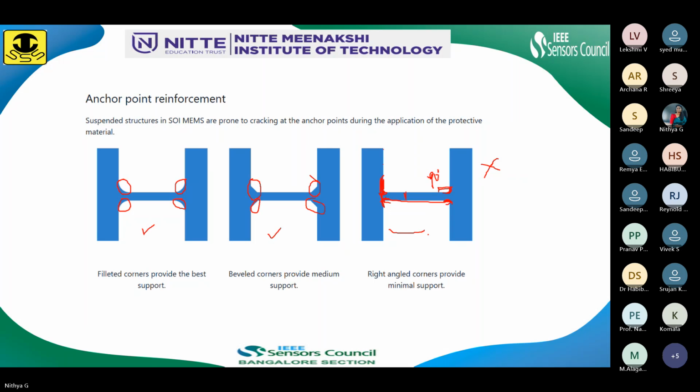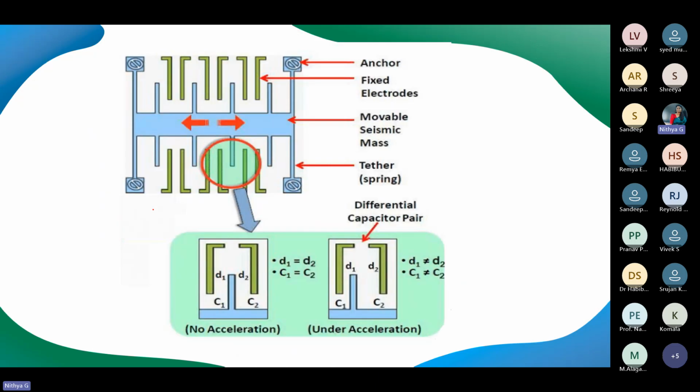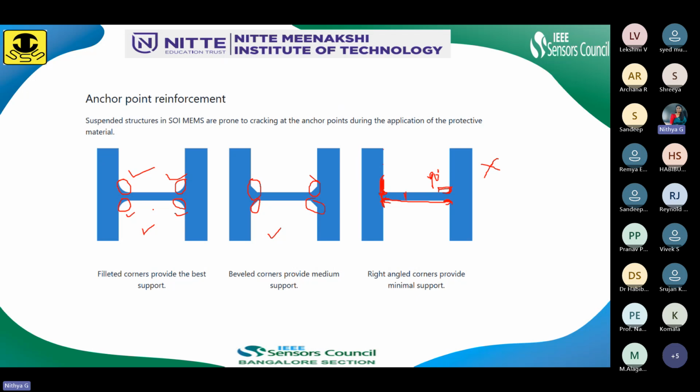Here it is thick, whereas here it is thin. So this is one more thing to remember: whenever you are creating a mask file, make sure you create a fillet like this to avoid cracking or breakage of the beams. Is that clear to everyone till here?